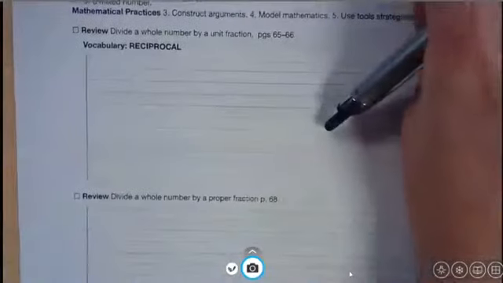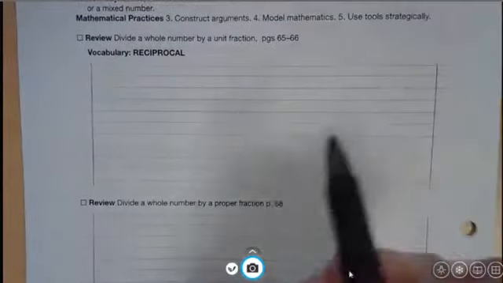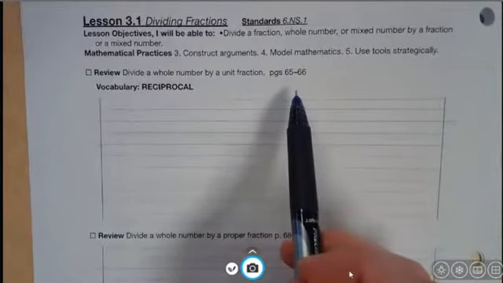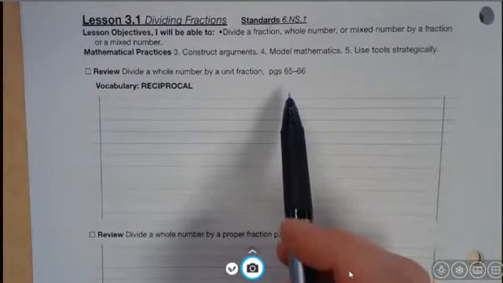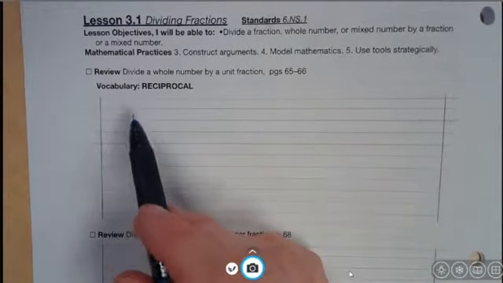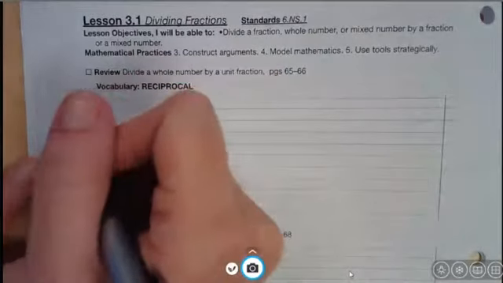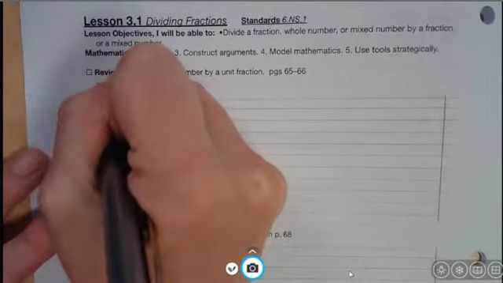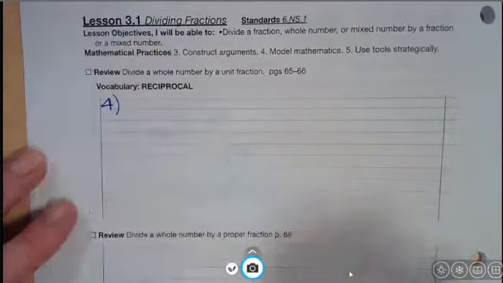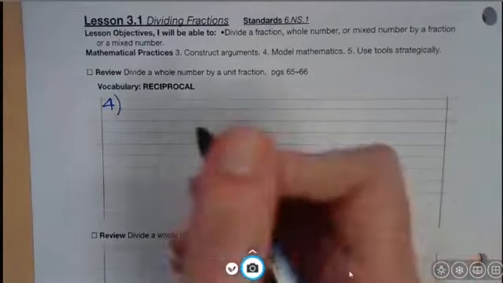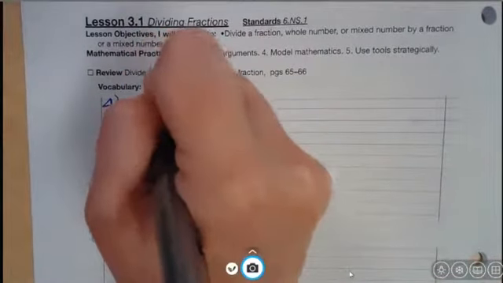So you can turn to Lesson 3.1, we're going to be on pages 65 and 66. This will be dividing fractions. And we're going to use reciprocal for this. So if I take problem number 4 of the guided practice on page 67, that problem is 4 divided by 1/2.